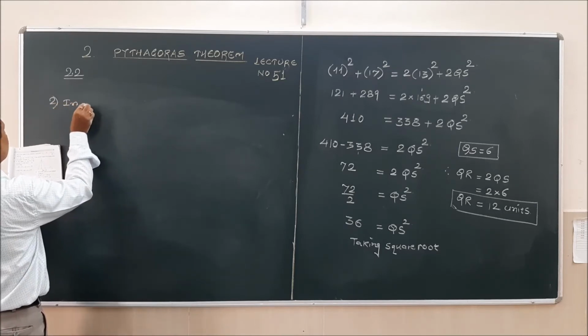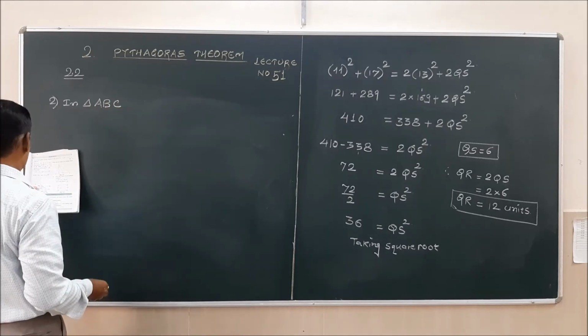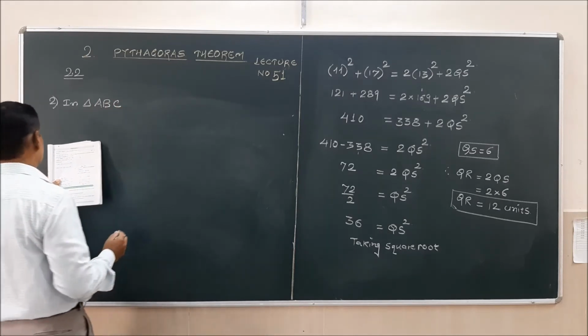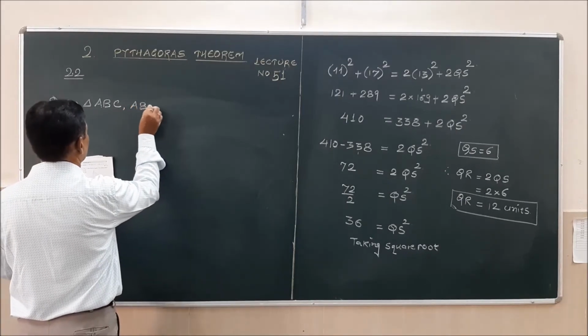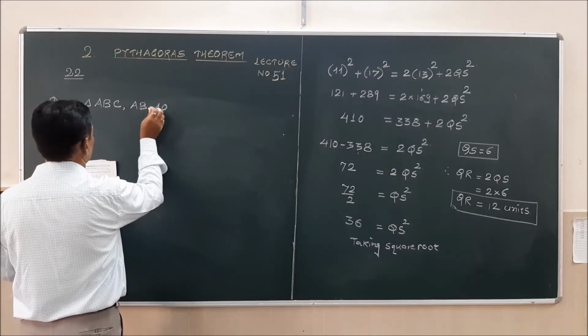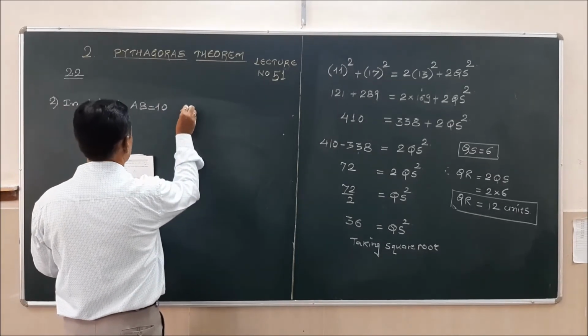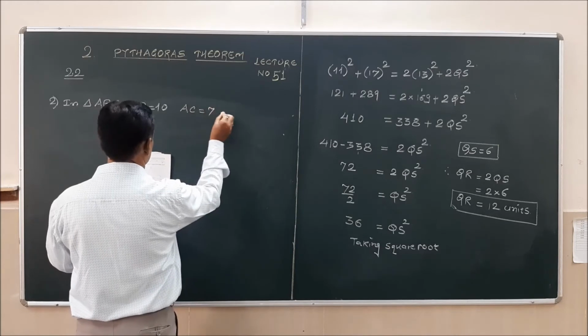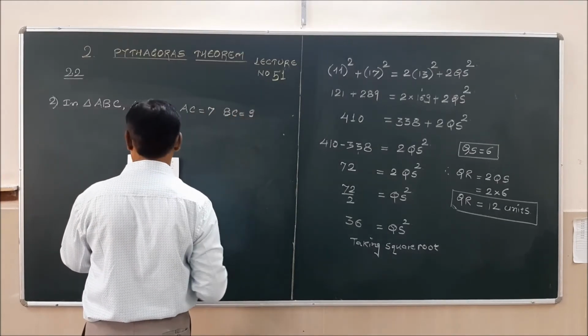In triangle ABC, this exercise is given on page 43. AB is 10, AC is 7, and BC is 9. You must have your textbook with you while watching this video.